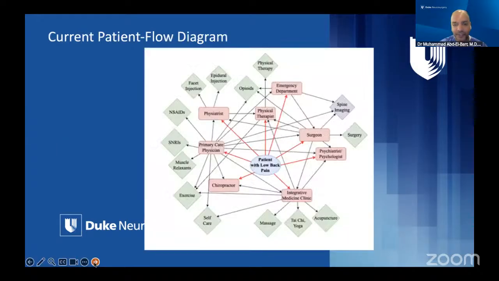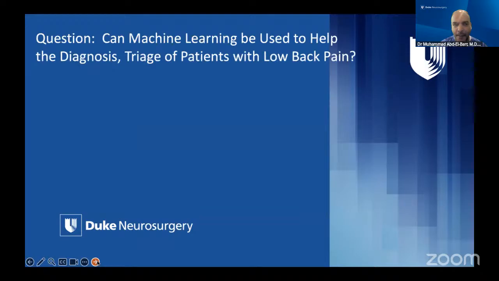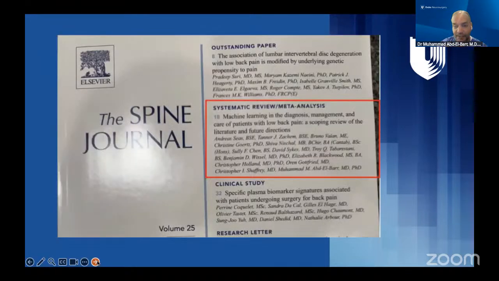Currently, when a patient has low back pain, it's almost like a zoo. Depending on where they go first, we can pretty much predict where they're going to go next. And this really shouldn't be the case with any medical problem. So the question we wanted to ask was, can we use machine learning to diagnose and triage patients with low back pain? This was actually a cover article in the Spine Journal in January.